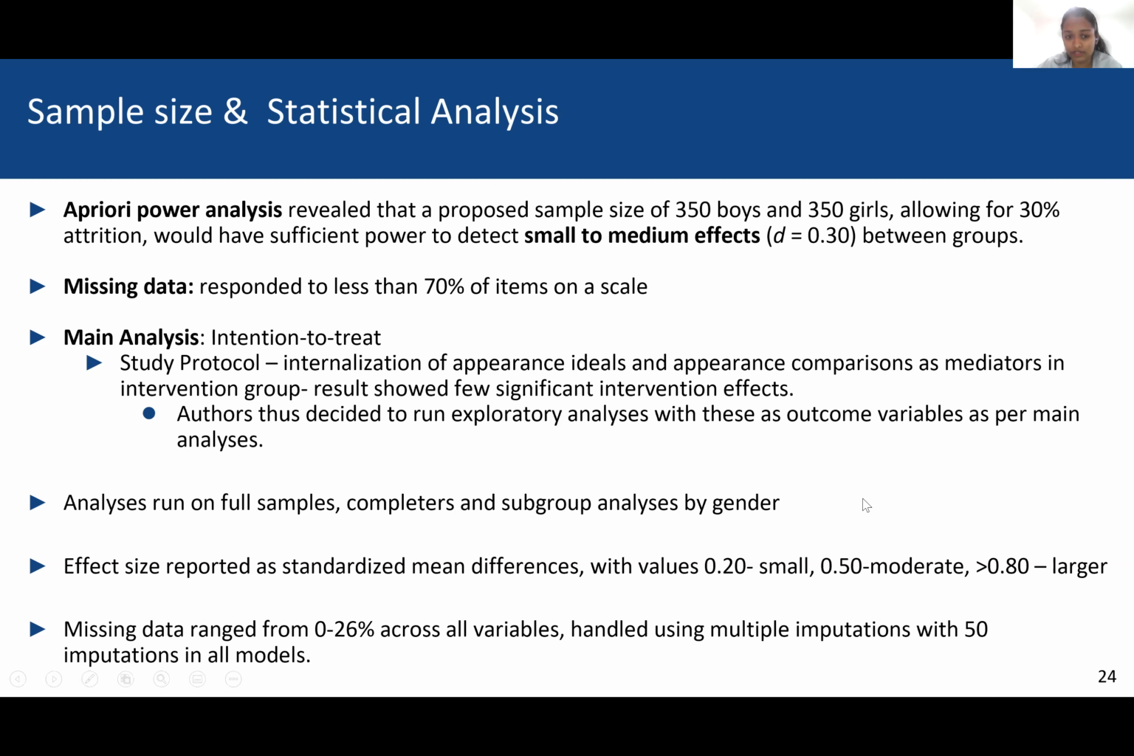Analyses were run on a full sample and also on the ones who completed the study, and subgroup analyses for girls and boys were also done to check if there was any difference in the intervention effect. Effect sizes were reported as standardized mean differences, with a value of 0.2 considered small, 0.5 moderate, and 0.8 or more large. Across all the variables, the amount of missing data ranged between 0 and 26%, and missing data was handled using multiple imputation with 50 imputations in the model.